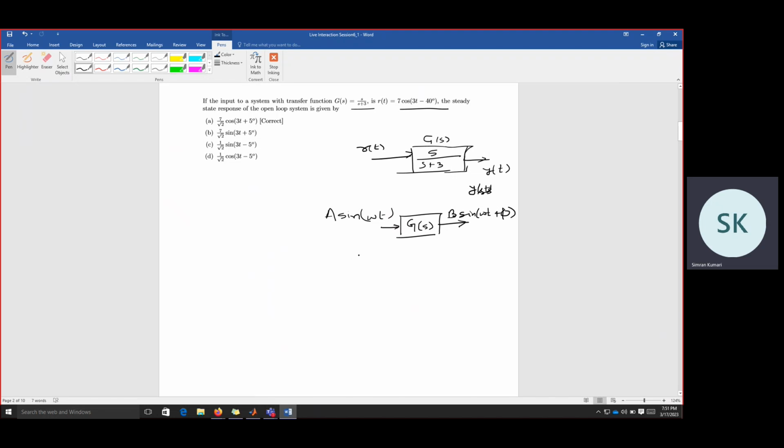So what would be the magnitude of the output, or you can say the amplitude of the output? This will be the magnitude of G(j omega) into A. And what would be the phase of the output? Suppose this is y dash and this is x dash. The angle of y dash will be the angle of x dash plus the angle of G(j omega).